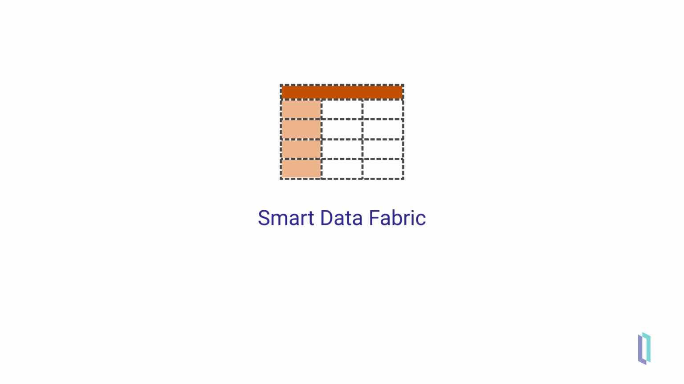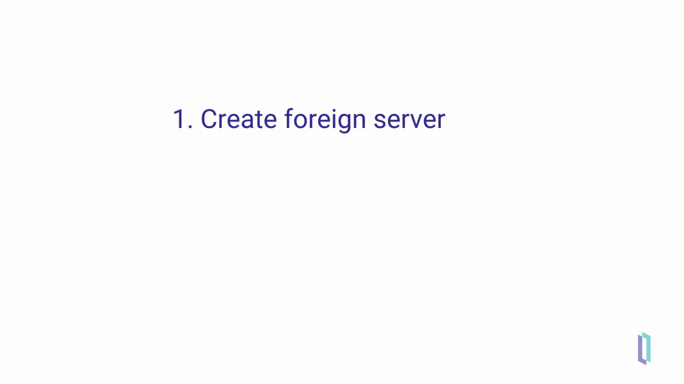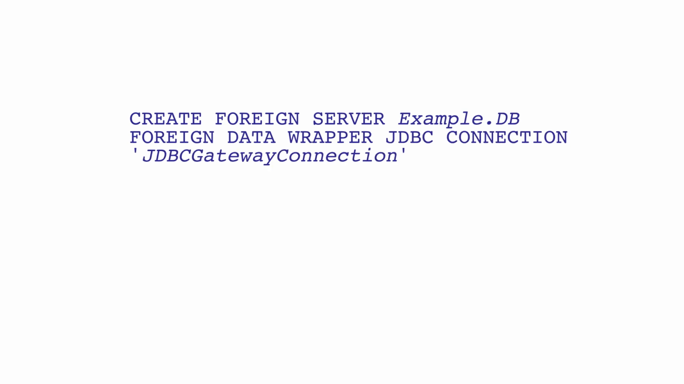To define a foreign table, follow these two short steps. First, create the foreign server representing the external database server or file system, then define the table. This is all done using DDL syntax.